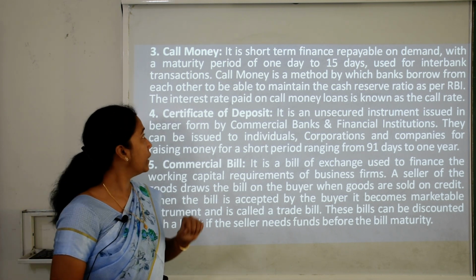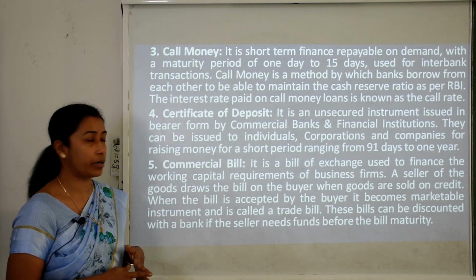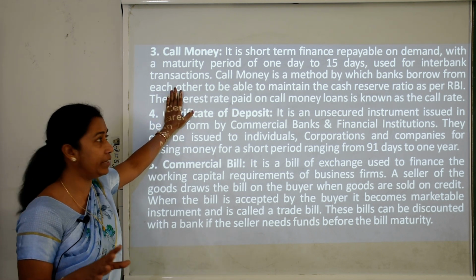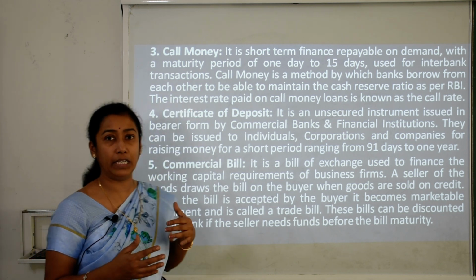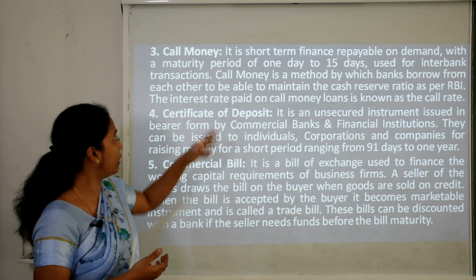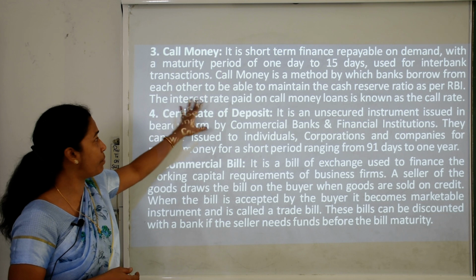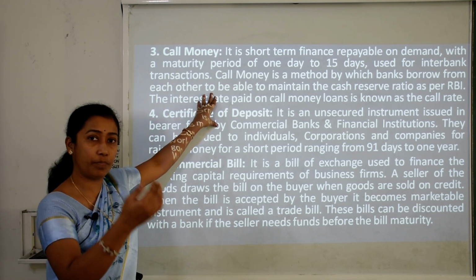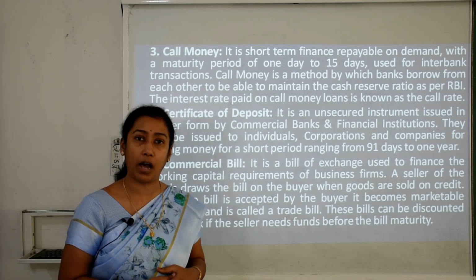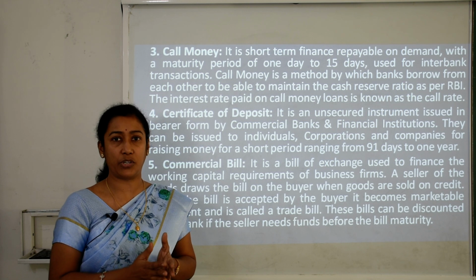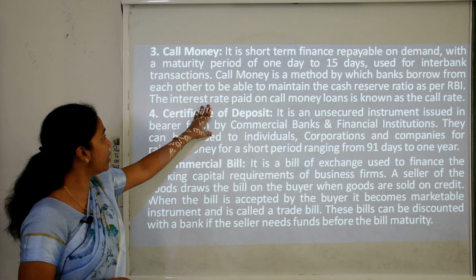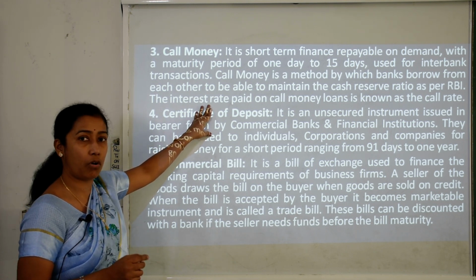Third is call money. It is short term finance, repayable on demand, with a maturity period of 1 day to 15 days only, used for interbank transactions, that is from one bank to another bank. Call money is a method by which banks borrow from each other to be able to maintain the cash reserve ratio which is maintained by RBI. The interest rate paid on call money loans is known as the call rate.